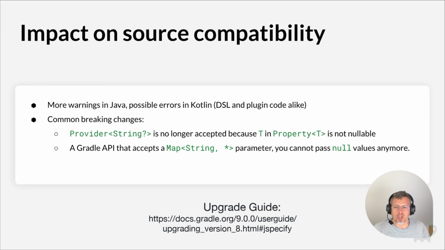Some of the common breaking changes we've seen: we've had patterns of declaration of a provider where the type of the provider itself was marked as nullable, but this is not accepted because in the Gradle Property type, T is not nullable itself. What happens is that you get an error if you try to access an empty provider, and you should instead check if the provider is present or do a getOrNull or things like that. Similarly, a Gradle API that accepted a Map<String, *> parameter will not allow you to pass in null values.